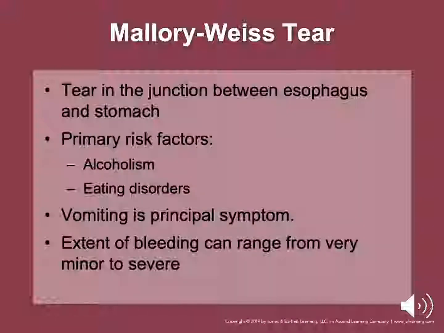Mallory-Weiss tear is a tear in the junction between the esophagus and the stomach, causing severe bleeding and potentially death. Primary risk factors are alcoholism and eating disorders. It can have a sudden onset and affect people of any age. Vomiting is the primary symptom. In women, this may be associated with severe vomiting related to pregnancy.